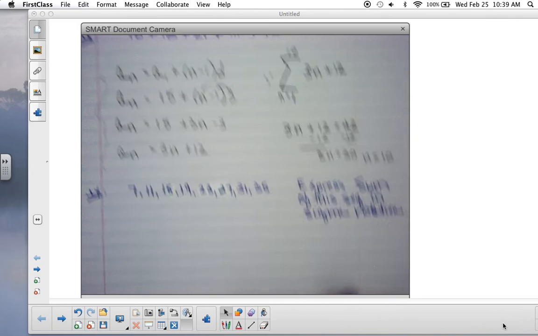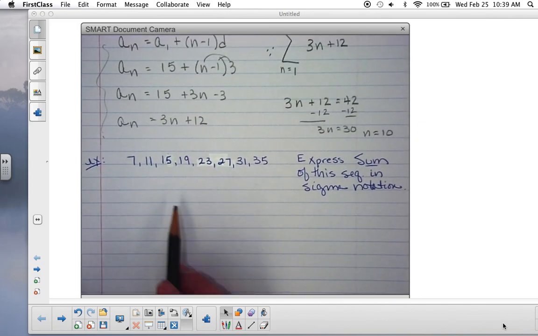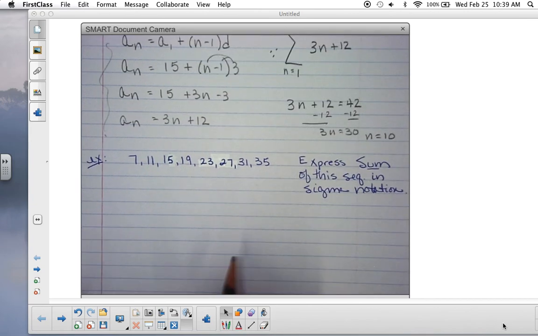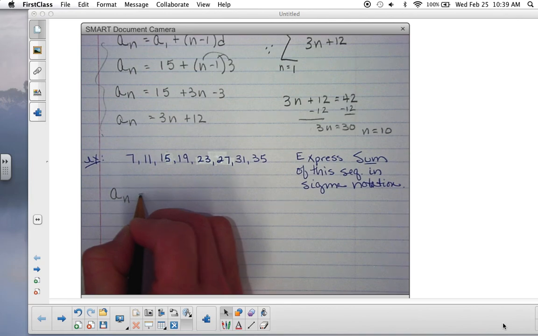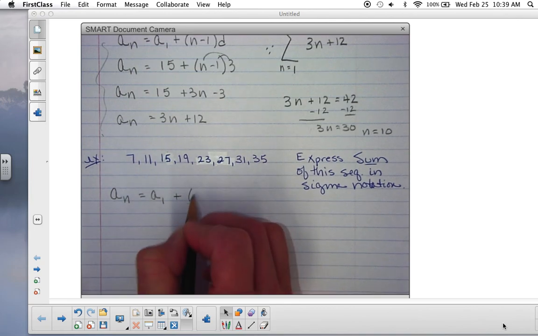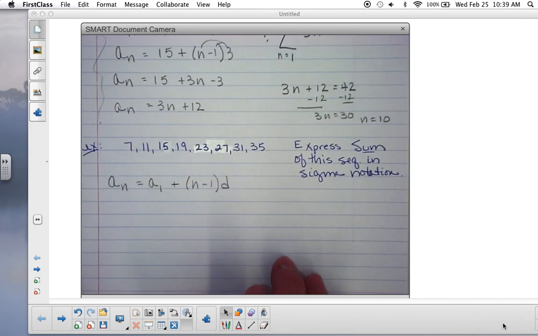All right, one more example with that same idea, and we're finished for today. I've got 7, 11, 15, 19, etc. They want sigma notation, so I would start with the a n formula. Oh, by the way, also, if you want to try this on your own, you could pause right now and see if you can work it out, and then check in a minute if you want.